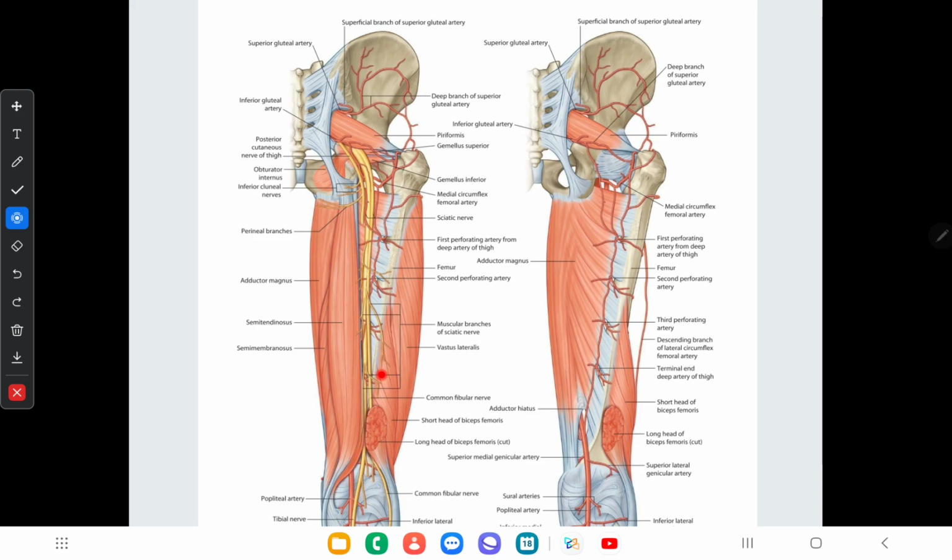Tibial nerve is a terminal branch of sciatic nerve and it enters into the popliteal fossa. Here you can see. And the common peroneal nerve here, the other terminal branch of the sciatic nerve, enters into popliteal fossa on the lateral side of the tibial nerve. You can see.